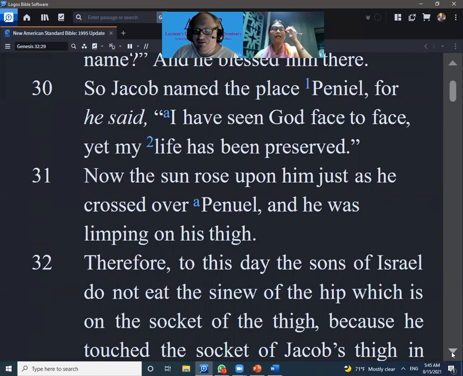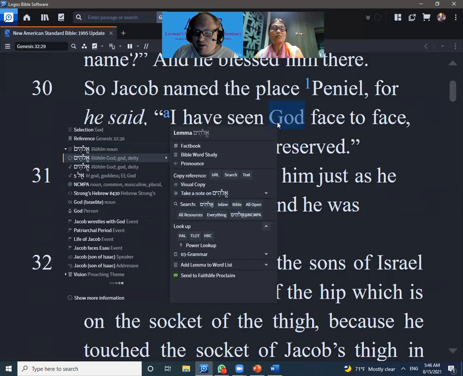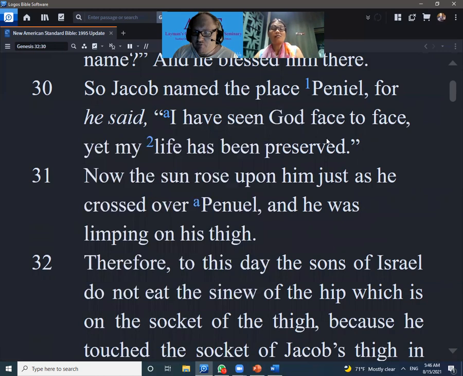For he said, "I have seen God face to face." How did he know that he sees God? "Yet my life has been preserved." Now we'll talk about this in the future, what Elohim means and how it could be used. But for now, we're just going to make the assumption that this is talking about the pre-incarnate Christ and that he actually wrestled with God. But there are other options that we could talk about later on. But that's deeper in the study.